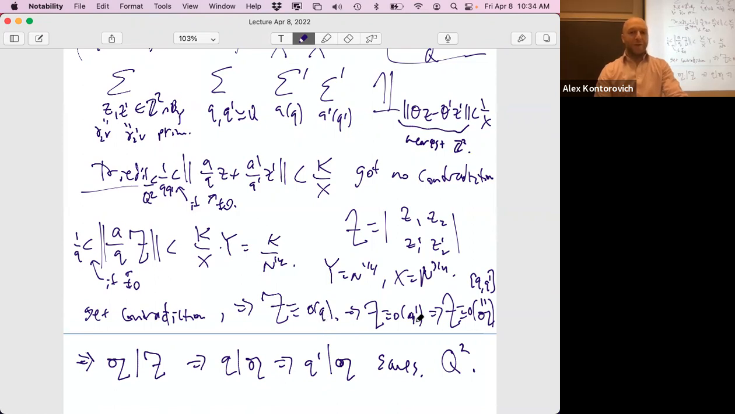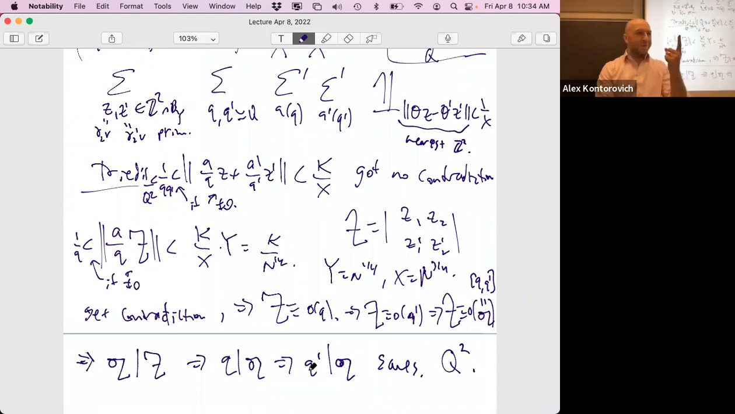Run the same argument, you get it for little q prime. Well, then let's call frac q the LCM, then it's 0 mod the LCM. Now I'm good. So the LCM is a divisor, and of course q and q prime divide their LCM. So we've saved a factor of q squared, because there's no longer a sum over q and q prime.